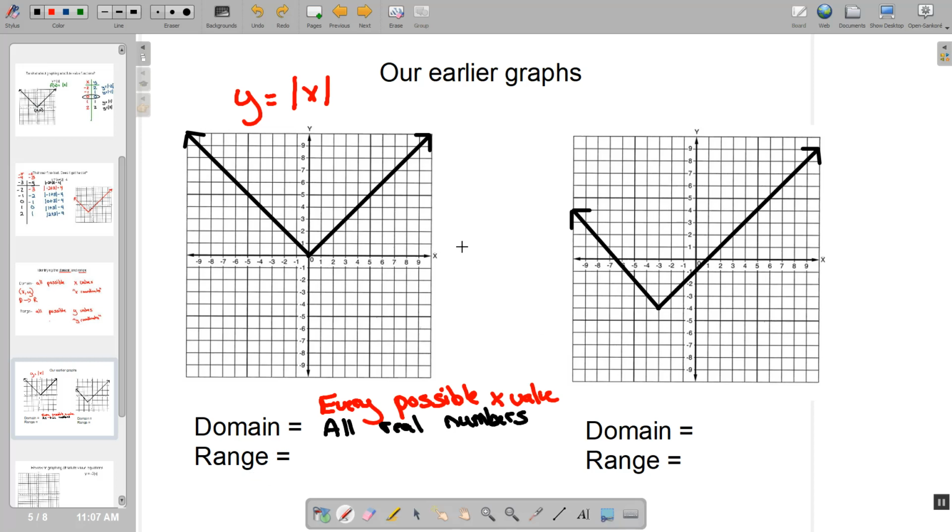But the range is the y values. And I noticed that here is the bottom of my range. Nothing below 0 is used. Therefore, the y has to be greater than or equal to 0 for the range. So my x was all of the possible real numbers, and my range was only the y values that were greater than or equal to 0. For the one on the right, all of the x values to the left will be used eventually. All of the x values to the right will be used eventually. So my domain is still all real numbers.